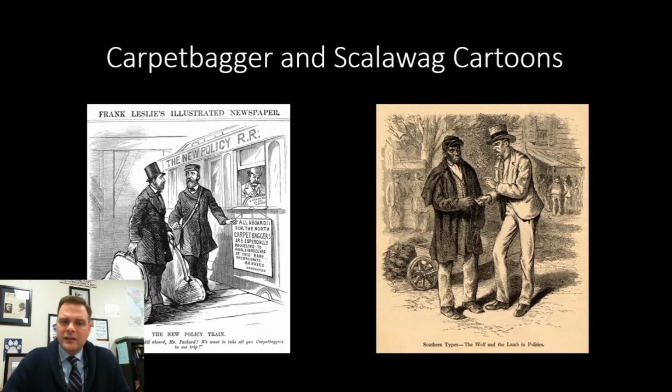On the right is a cartoon of a scallywag, one of those white Southern Republicans, and as you can see, he's trying to assist the African American to vote a certain way, or the Republican way. And as you can see, he's a former veteran himself because he's still wearing parts of his uniform. And the cartoon says, "The wolf and the lamb in politics," implying that the scallywag is looking to take full advantage of the situation to the benefit of the Republican Party.